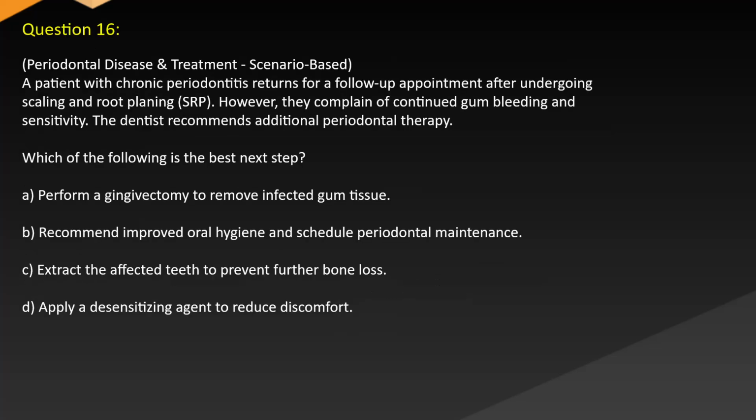Question 16. Periodontal disease and treatment. Scenario-based. A patient with chronic periodontitis returns for a follow-up appointment after undergoing scaling and root planing (SRP). However, they complain of continued gum bleeding and sensitivity. The dentist recommends additional periodontal therapy. Which of the following is the best next step?